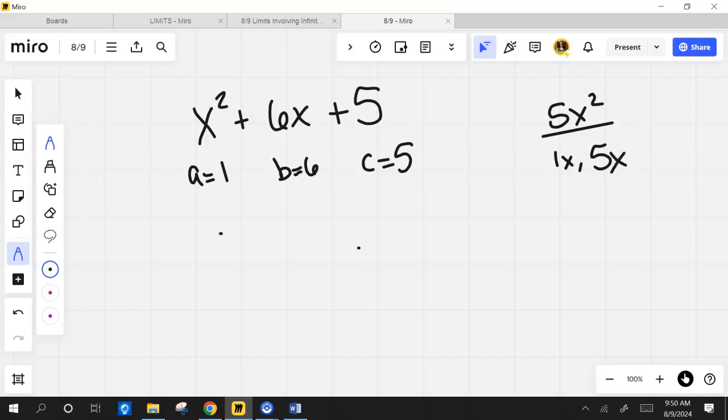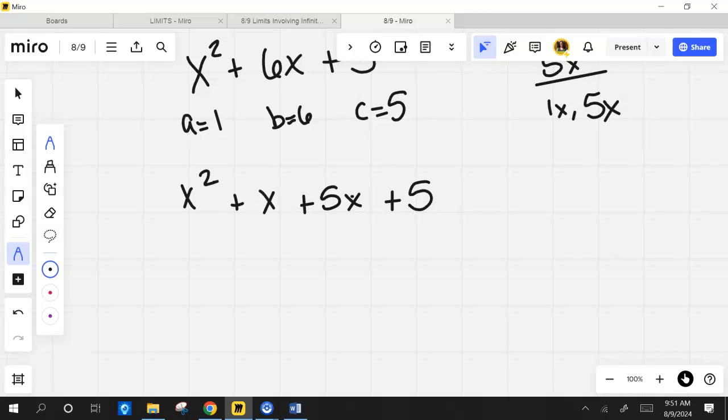All right. Now what? Replace the 6x with 1x plus 5x because that's what 6x is, right? So I've got x squared plus x plus 5x. Does the order you write it matter? No, it does not matter. You'll still get the same thing in the end. What's next?